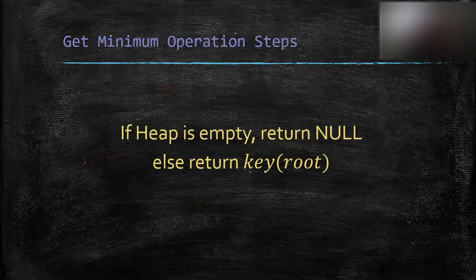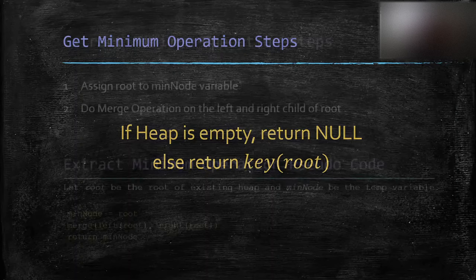Minimum operation is very simple. If the heap is empty, then we just need to return null. Otherwise we return the key value of the root, as our minimum value will always be on the root, as already mentioned in the first property of the leftist heap.